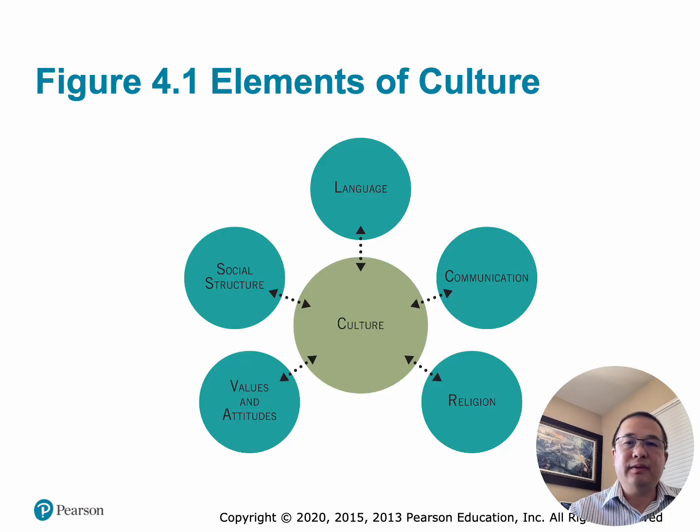So the major elements of culture include social structure, language, communication, religion, and values and attitudes. These elements shape how businesses operate internationally. The idea is that culture is not just one thing. It is made up of several connected components that influence how people think, behave, communicate, and do business.